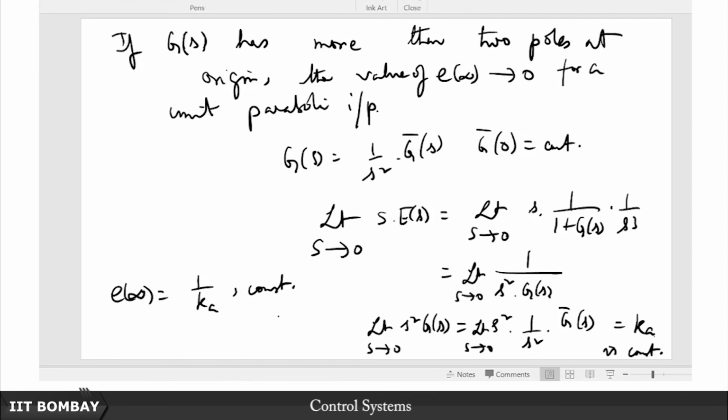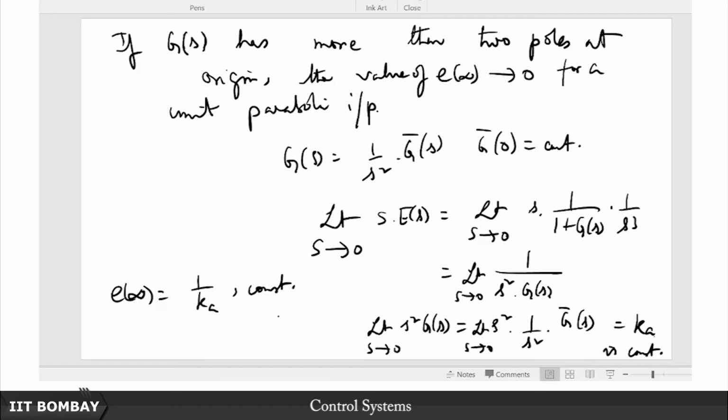So, therefore, if you have exactly 2 poles at the origin, then the response due to an application of a parabolic input will show a constant steady state error. If you have more than 2 poles at the origin, then the steady state error will be 0. If you have less than 2 poles at the origin, then you will notice that the error will blow up. There will be infinite steady state error, because k_a will go to 0 under such circumstances. Exactly using the same methods that we have shown so far, you should be able to derive those results.